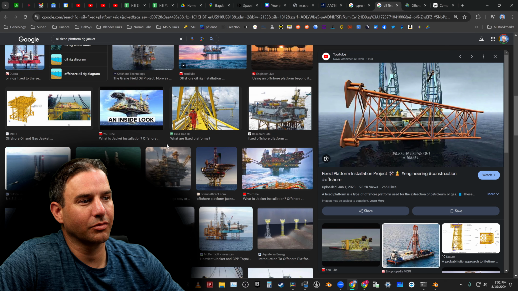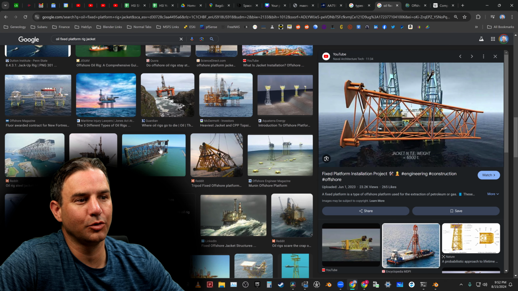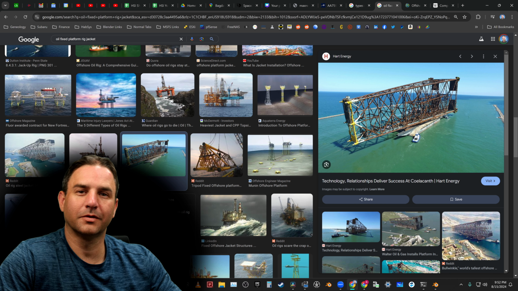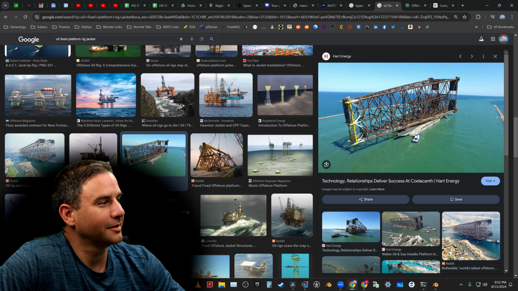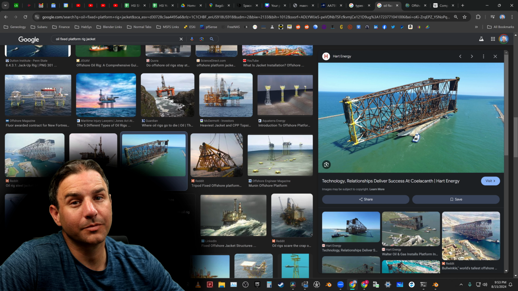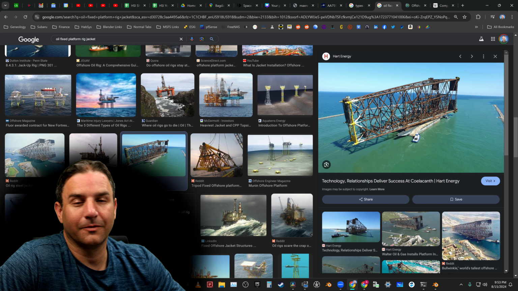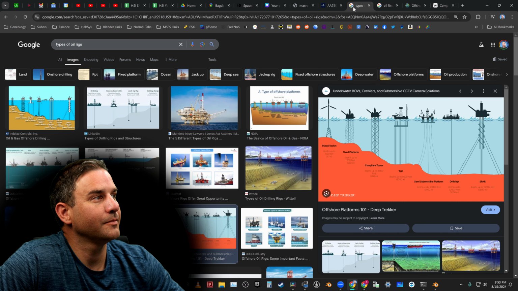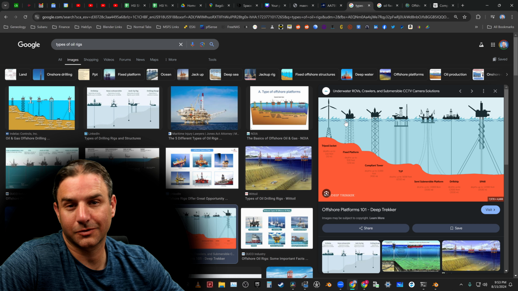There are some incredible images out there of how huge these are. Look at this ship and some of these steel jackets. It's amazing. They can actually tow this out there and somehow flip it over. And supposedly these are good for a depth of up to about 50 meters or 150 feet or so. Okay, so that's the fixed platform.